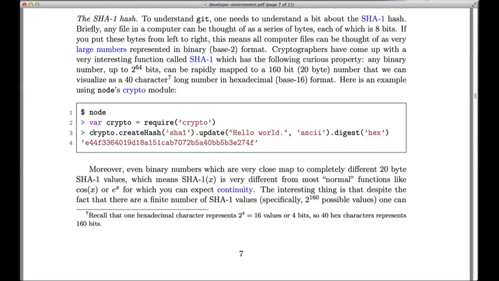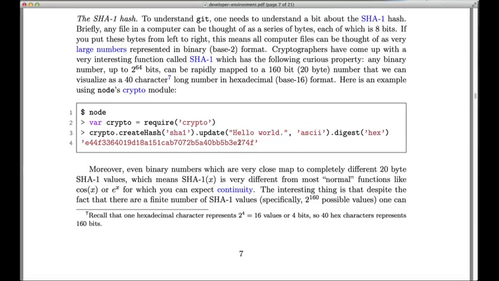And here's an example of doing this in Node. So you do require crypto. You take the built-in crypto library. And this is the kind of invocation. You're creating a SHA1 hash function, and you're passing it this data, hello world, period. And you're saying that data is ASCII formatted. And you're doing a digest, a hex digest, to output it as hexadecimal. And this is what a SHA1 hash looks like. It's a 40-character long string of hexadecimal digits.